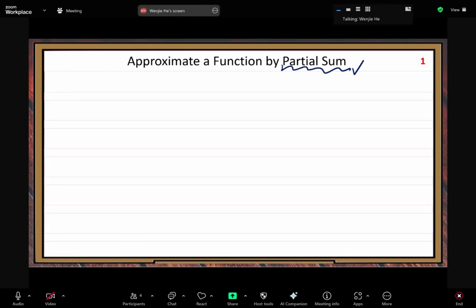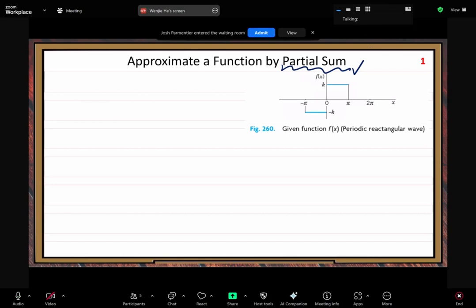But before we do our work, we need to do our preparation. First, Josh just joined us, but I need to do it here. Otherwise, I have some technical problem. All right. First, look at our function. This function is a simple function.